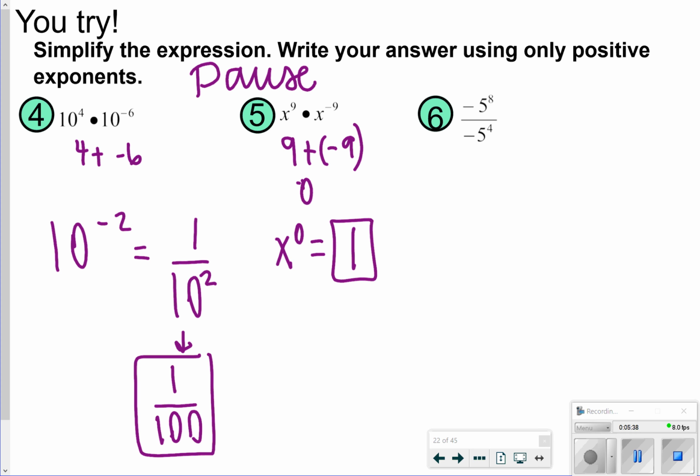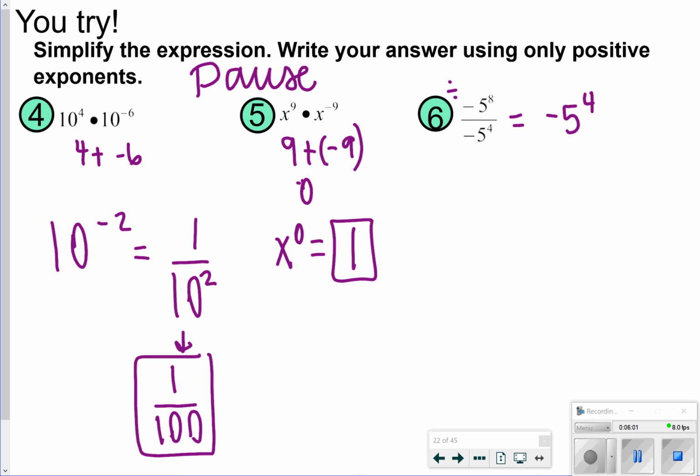Over here for number 6, I have negative 5 to the 8th power over negative 5 to the 4th power. This is our quotient of powers, and because they have the same base and are being divided, I'm going to subtract the exponents. So initially I get this, negative 5 to the 4th power, but then I need to look at simplifying this too.